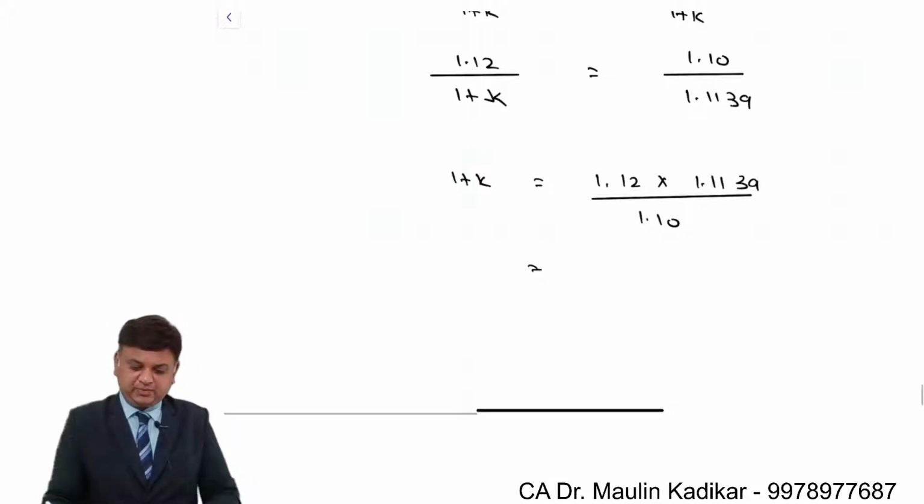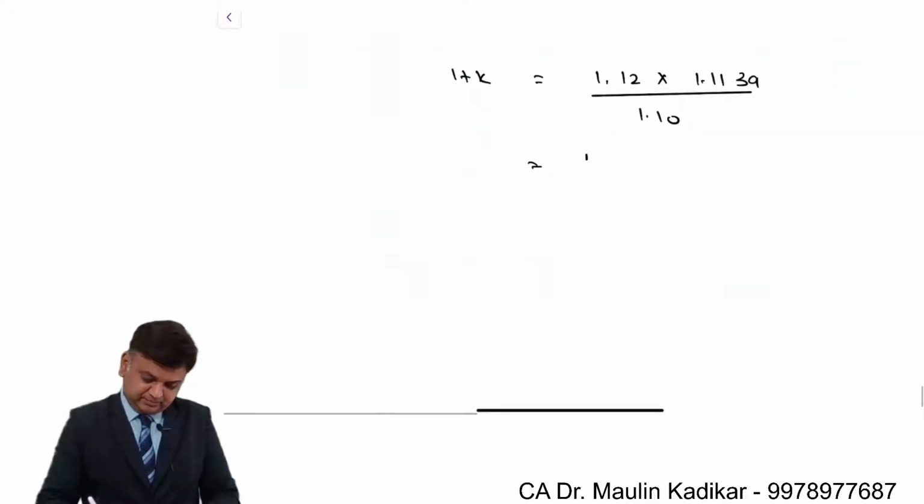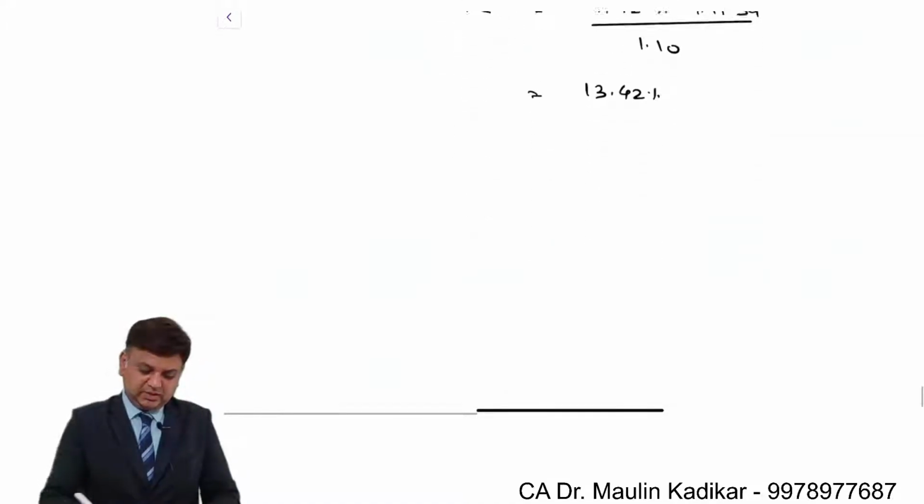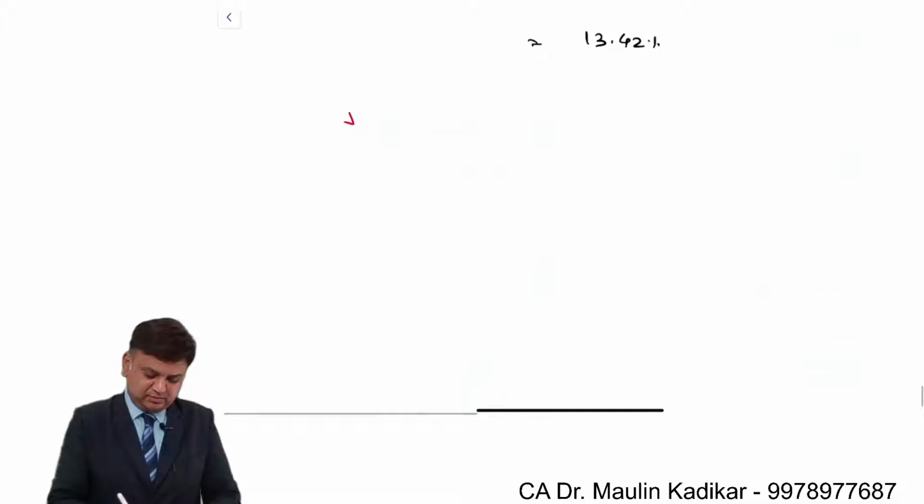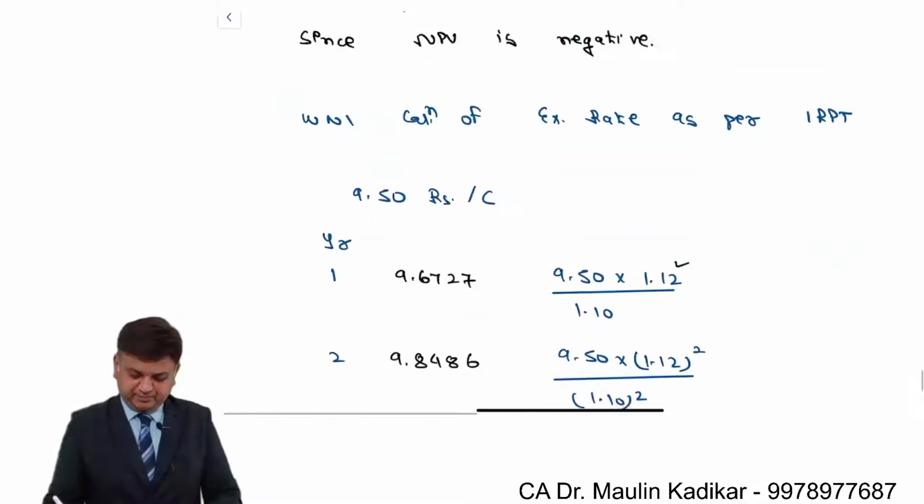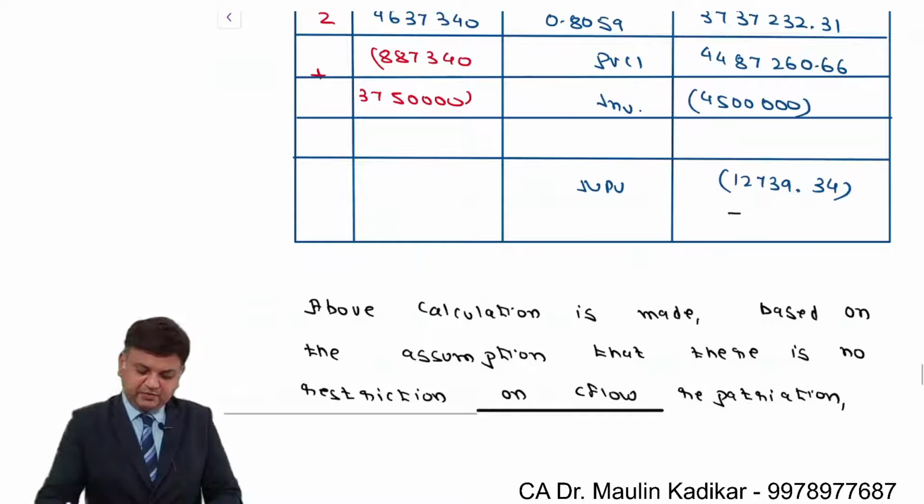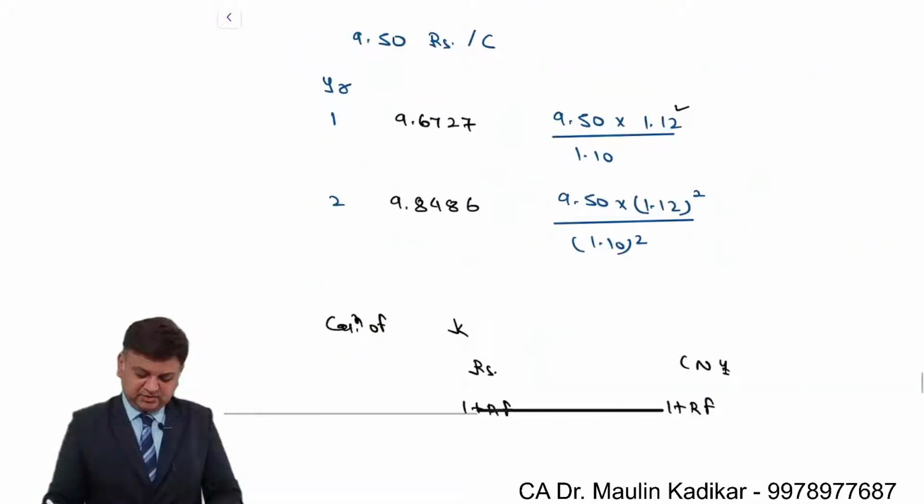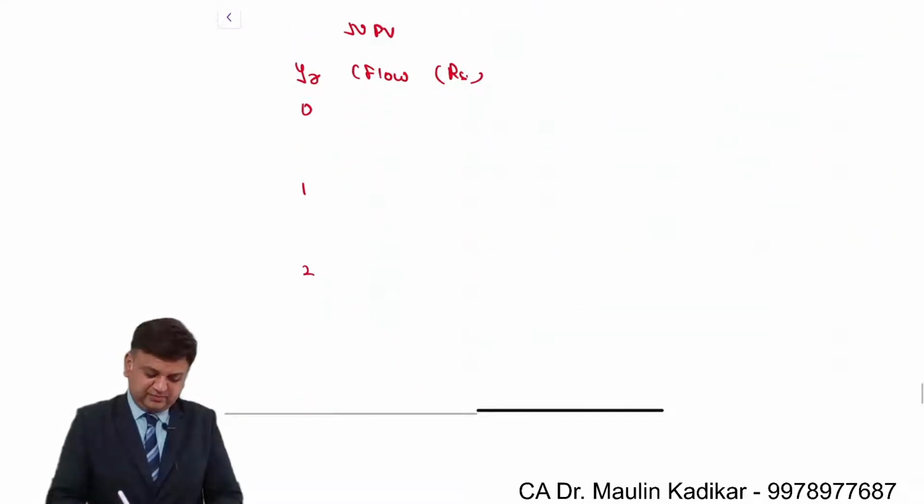So it is 13.42%. Then NPV calculation. Year 0, year 1, year 2. Cash flows in rupees term. Amount of investment is 45 lakhs into 9.5.